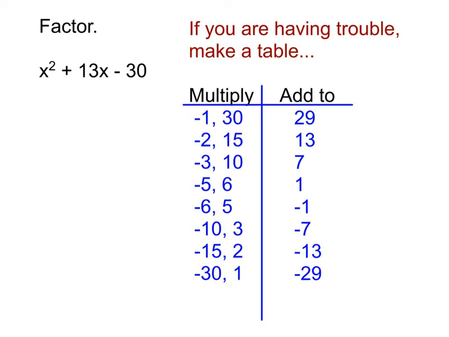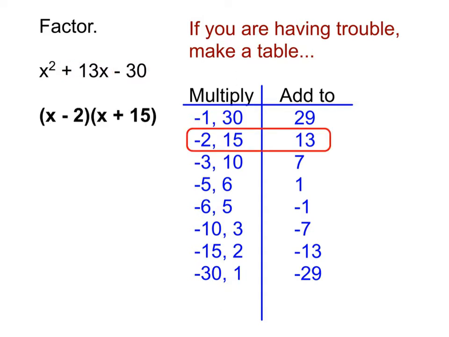Now, the nice part is, you probably don't have to go through too many before you find your answer. Because you'll notice here, remember we're trying to figure out which two multiply to negative 30. Okay, that's that whole left column. But add to 13. You see the answer? It's the negative 2 and the 15.